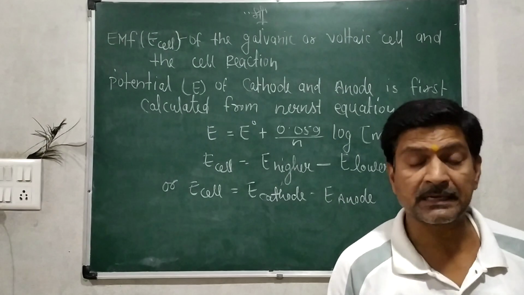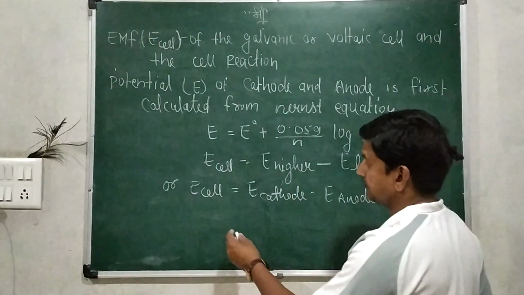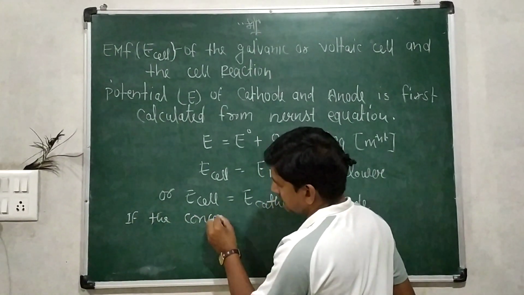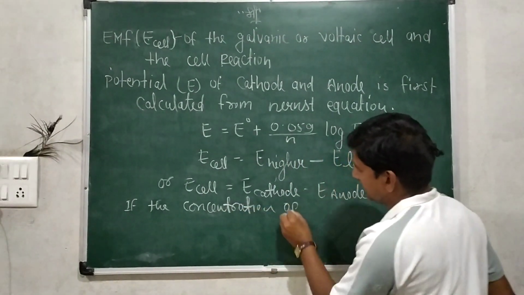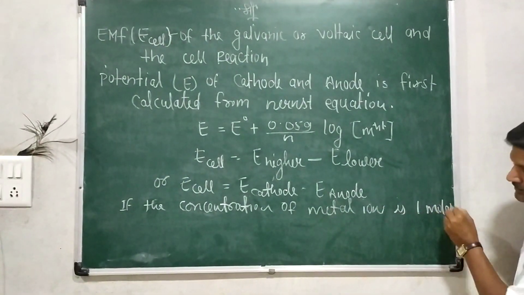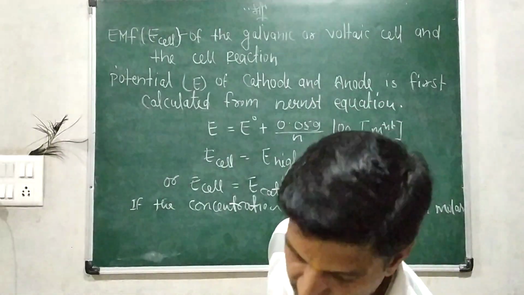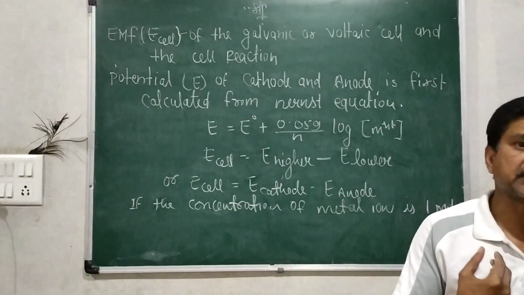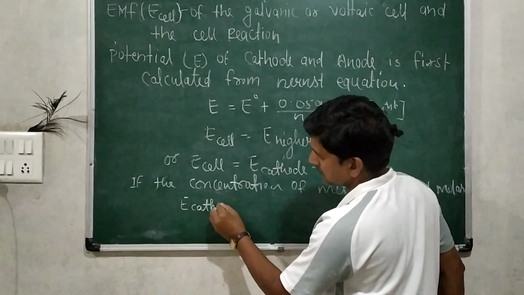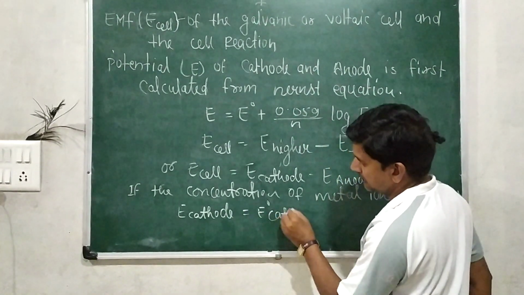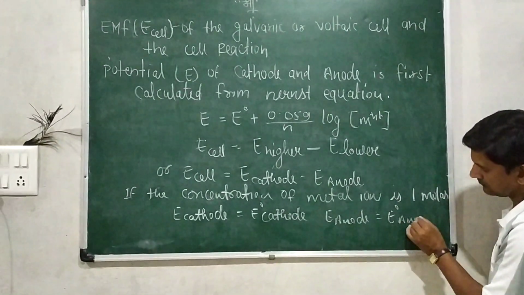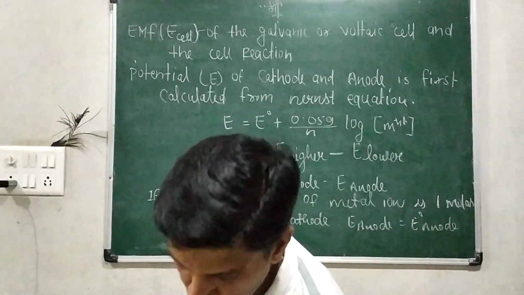If the concentration of metal ion is 1 molar, then we can write E cathode equals E naught cathode, and E anode equals E naught anode.